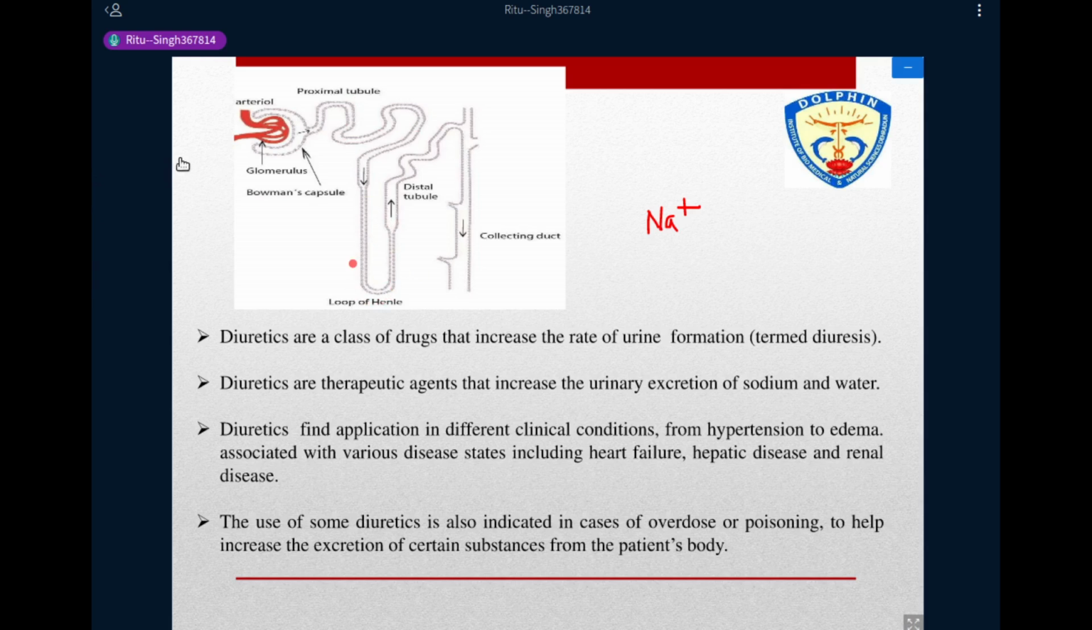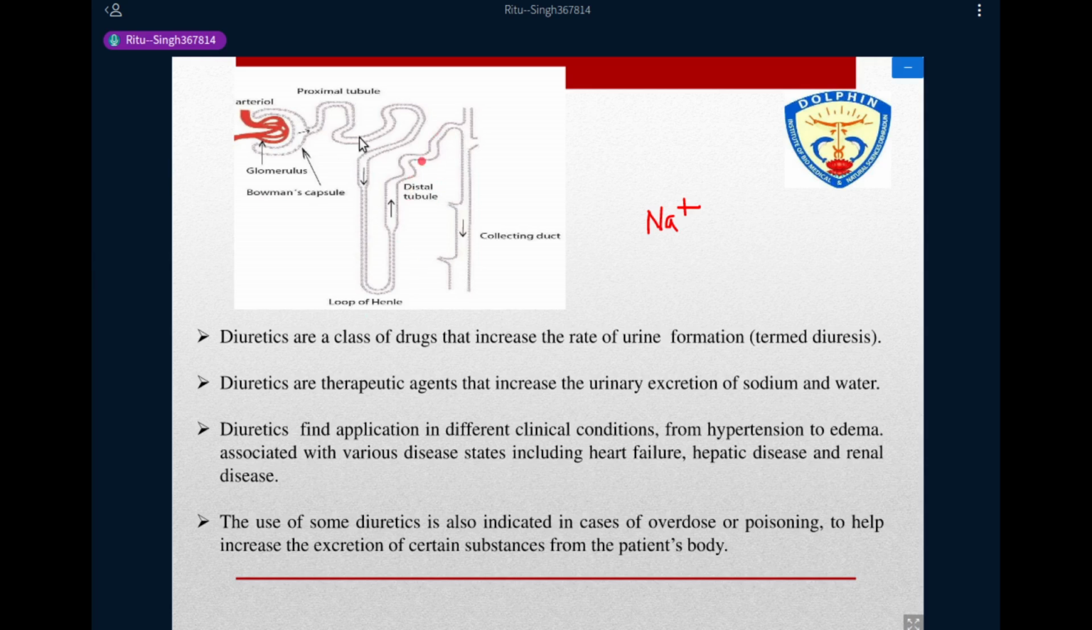So the loop of Henle has 2 distinct parts, that is the descending limb and the ascending limb of the loop of Henle. The descending limb is permeable to water but impermeable to sodium ion. And the ascending limb has the opposite function, that is permeable to sodium ion but impermeable to water. So 25% of sodium ion is reabsorbed passively by the loop of Henle.